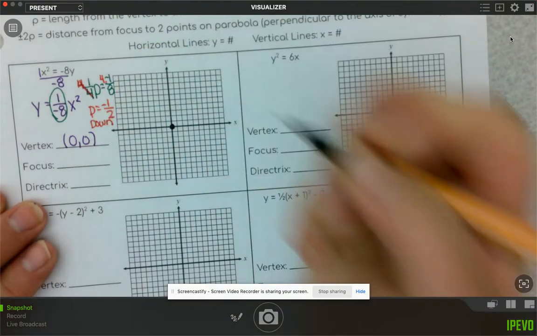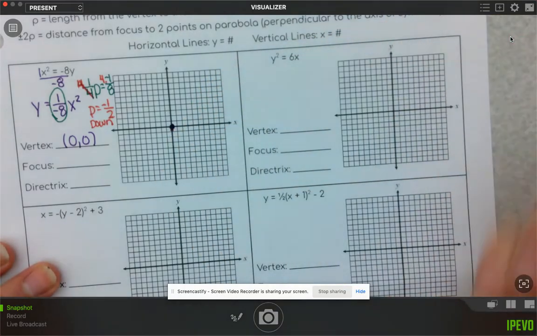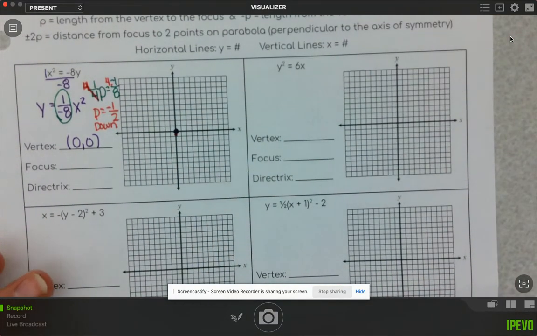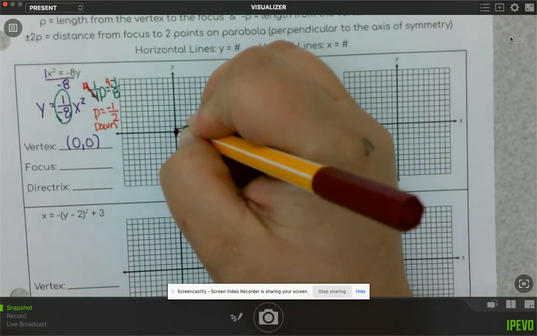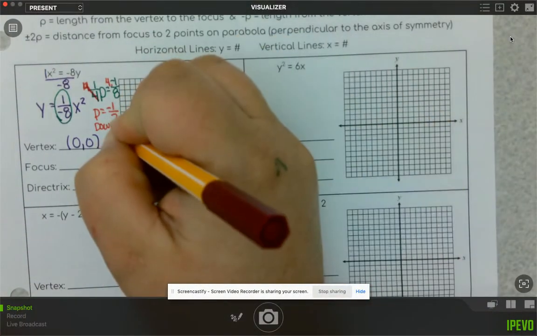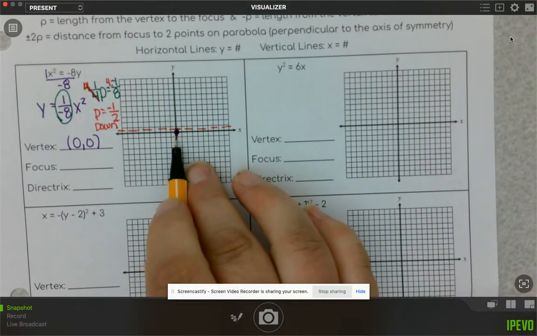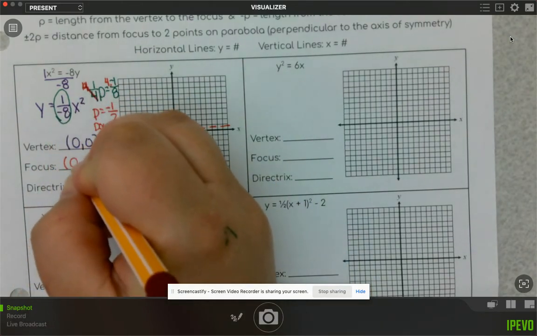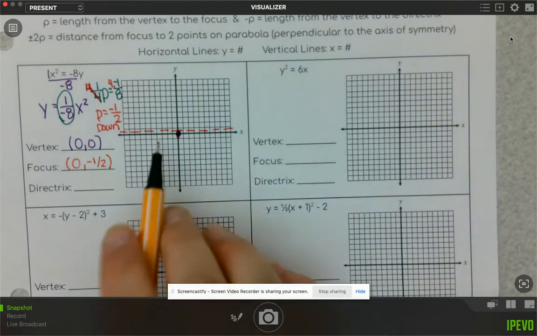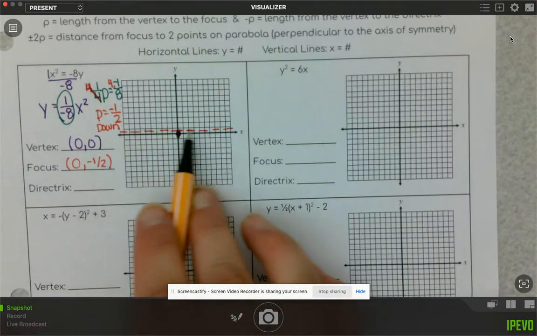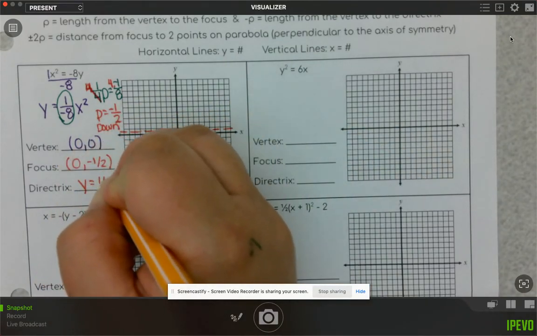In fact, I'm going to write down underneath. So I'm going to go down 1/2, and that's where my focus is. I know it's hard to see on these graphs because they're small. And then if I go up 1/2, that's where my directrix is. Okay, so my focus is right here, over 0, down 1/2. So 0, -1/2. My directrix is up 1/2. Since it is a horizontal line, it should be y equals that 1/2 that we went up.